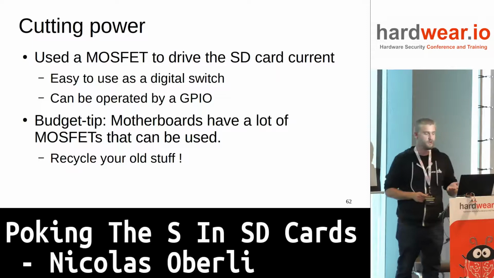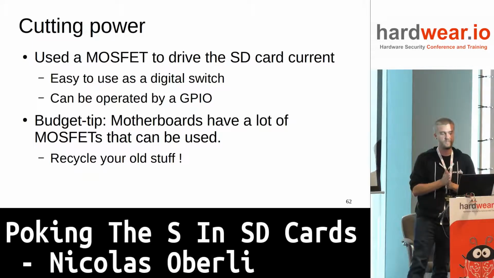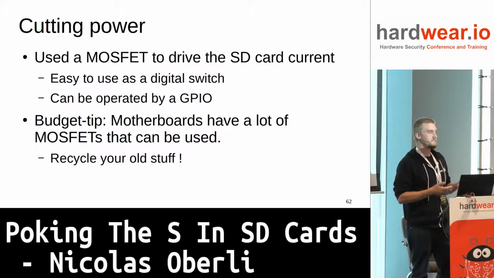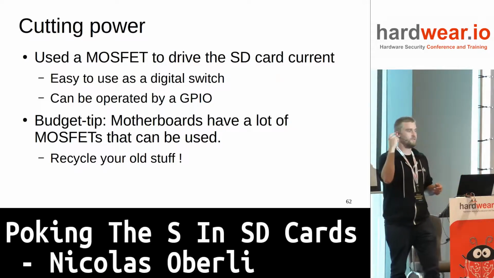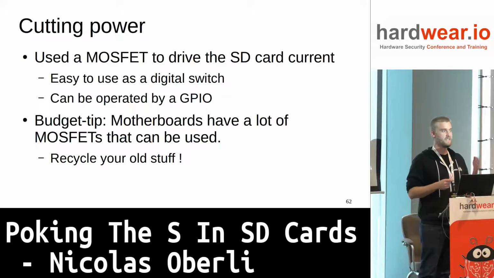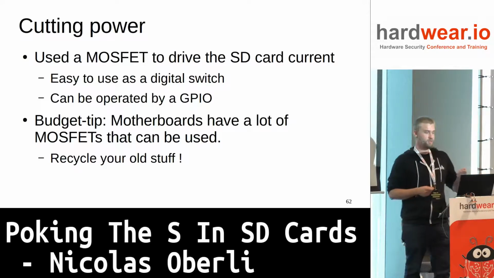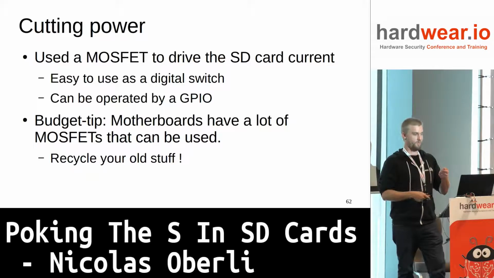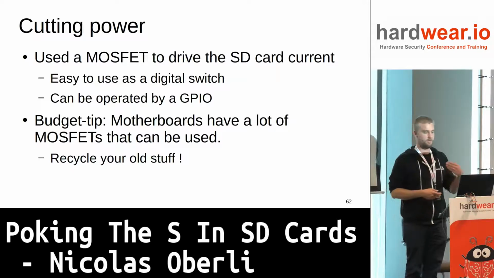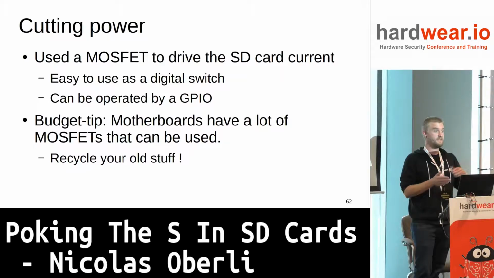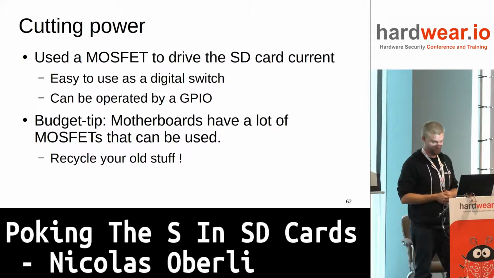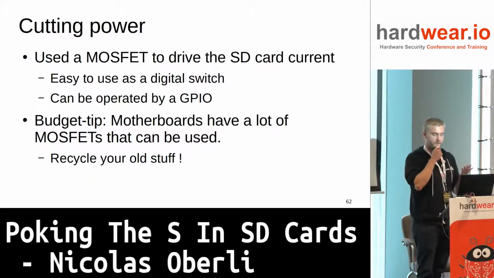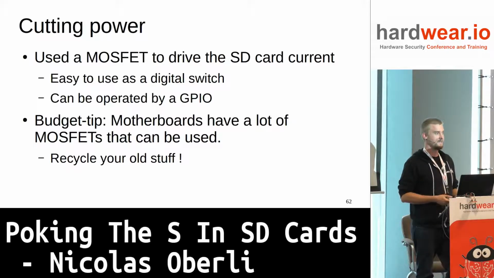So what you can use is what is called a MOSFET. A MOSFET is basically a transistor, but it is driven using tension and not current. So basically, when you apply tension, it will let the current flow through the MOSFET, and if you don't, it will block. So it's a switch that you can drive with a GPIO. It's also useful if you're on a tight budget: if you have old motherboards at home, you have a lot of MOSFETs on them, so you can unsolder them and use them for this kind of project.